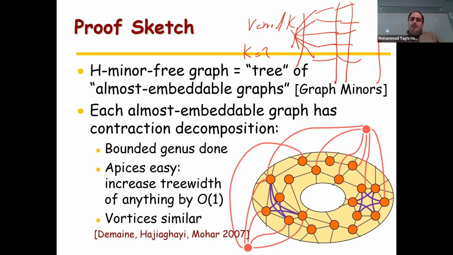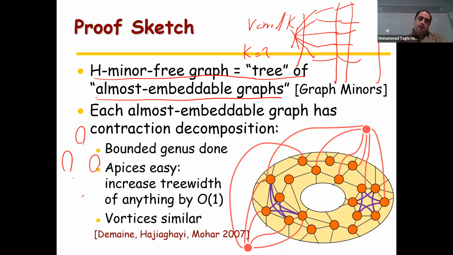And finally, this is the main thing essentially that we are doing for all of these theorems, when we want to go for H-minor free graphs. This is essentially the graph minor theorem. It says that any H-minor free graph is a tree of almost embeddable graphs. This is the whole thing that Robertson and Seymour proved. It is somehow a generalization of bounded treewidth graphs: you can represent the whole thing as some kind of tree of these almost embeddable graphs.